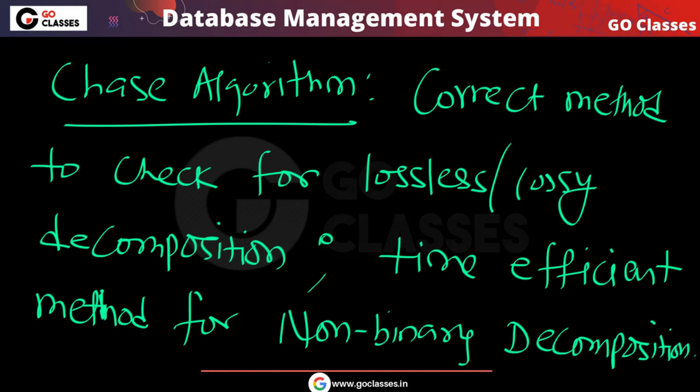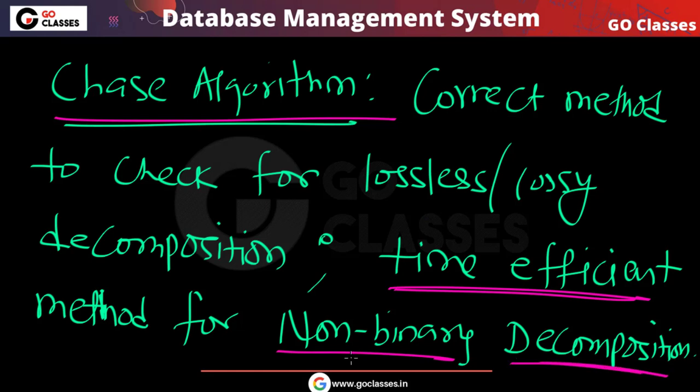We will see, this will take a very small time. It will not take much time. This is a very simple method. So it is time efficient for non-binary decomposition, meaning if you are decomposing into more than two subrelations, getting 3, 4, 5, 6 subrelations, then you can apply the chase algorithm. This is the correct method for checking lossless or lossy decomposition, and it is time efficient. And this is two way. If this says lossless, then the answer is lossless. If this says lossy, then the answer is lossy.